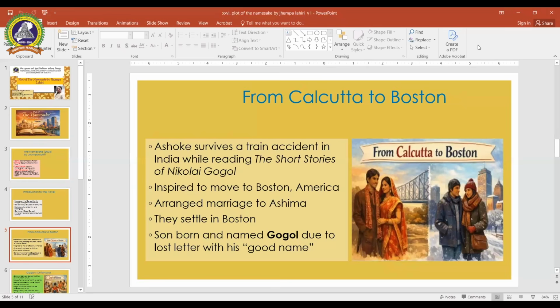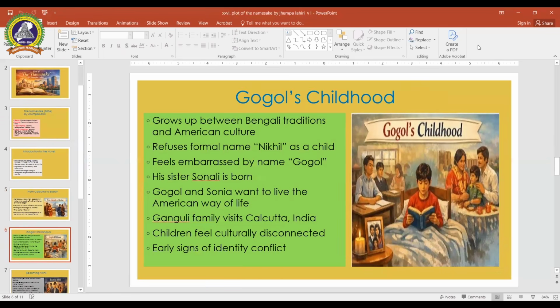Now, coming to the next slide, Gogol's childhood. In chapters 3 and 4 of The Namesake, we see how Gogol Ganguly is growing up in a new cultural ambience that is in America. He is a Bengali American child, but his name Gogol is neither Bengali nor American. That's why there is an identity crisis with Gogol. When he starts kindergarten, his parents try to give him his formal Bengali name Nikhil. However, Gogol refuses to answer to that name, so everyone later continues to call him Gogol. Later, his younger sister is born and her formal name is Sonali, but everyone calls her Sonia.